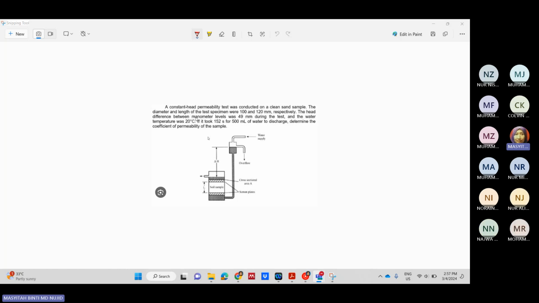The head difference between manometer levels was 49 during the test and the water temperature was 20 Celsius. If it took 152 seconds for 500 milliliter of water discharge, determine the coefficient of permeability of the sample. Now, since it gives you the temperature of 20 Celsius, it means you need to find the corrected K. So look back in your notes. This one also has an indicator of what it means.